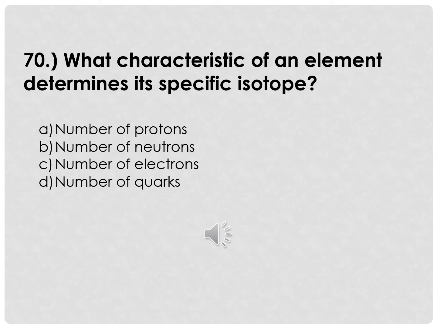What characteristic of an element determines its specific isotope? So isotopes are different versions of the same element that have different numbers of neutrons. For instance, all carbon has 12 protons, but about 97% of carbon has 12 neutrons, while maybe 2% of carbon has 13 neutrons. These are examples of different isotopes of carbon. The correct answer here would be B, the number of neutrons.